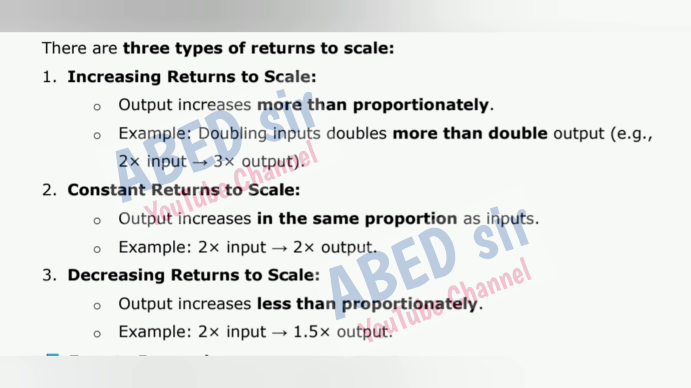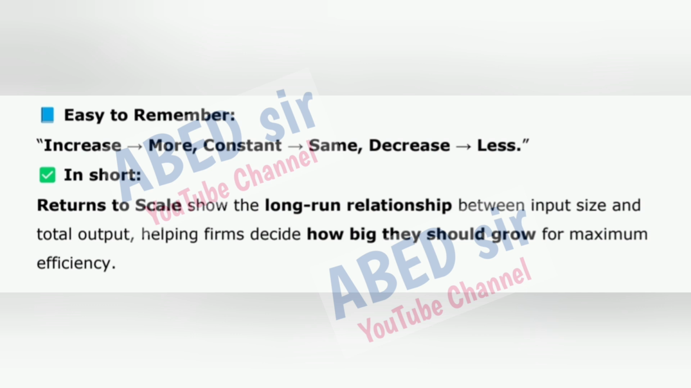Constant returns to scale: output increases in the same proportion as inputs. Example: 2 times input, 2 times output. Decreasing returns to scale: output increases less than proportionately. Example: 2 times input, 1.5 times output. Easy to remember: increase more, constant same, decrease less. In short, returns to scale show the long-run relationship between input size and total output, helping firms decide how big they should grow for maximum efficiency.